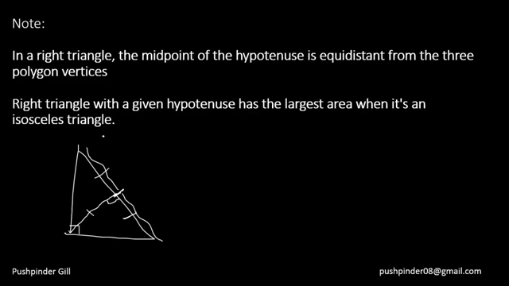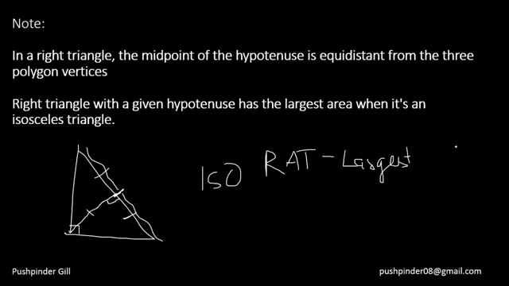The next property is that a right angle triangle with the given hypotenuse has the largest area when it's an isosceles right angle triangle. So an isosceles right triangle will have the largest area given that it is a right angle triangle. Usually an equilateral triangle has the largest area, but if it says it's a right angle triangle, then an isosceles right angle triangle will have the largest area. This will help you solve most of the very tricky questions. There's no understanding here. It's a property. You gotta learn that it's a property.